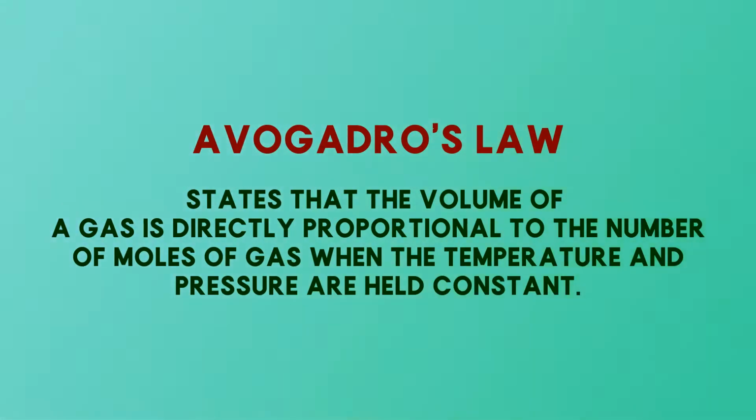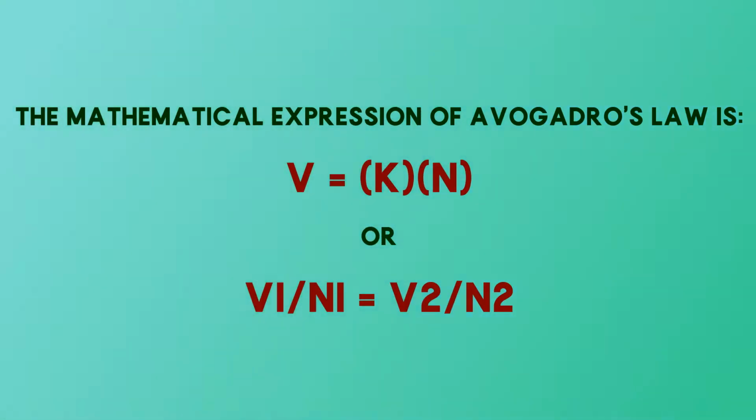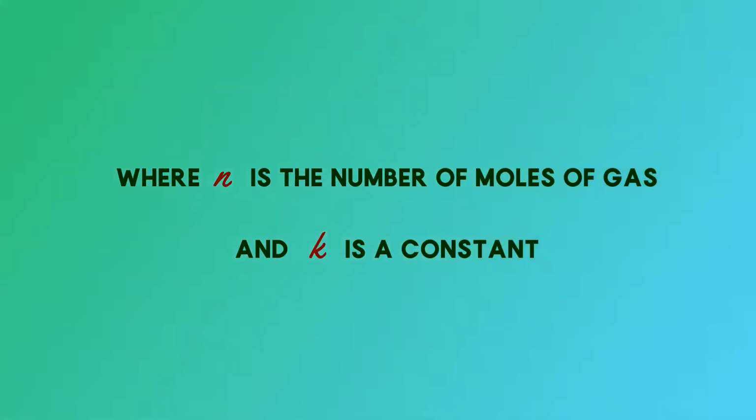Avogadro's law states that the volume of a gas is directly proportional to the number of moles of gas when the temperature and pressure are held constant. The mathematical expression of Avogadro's law is V = kn, or V1/n1 = V2/n2, where n is the number of moles of gas and k is a constant.